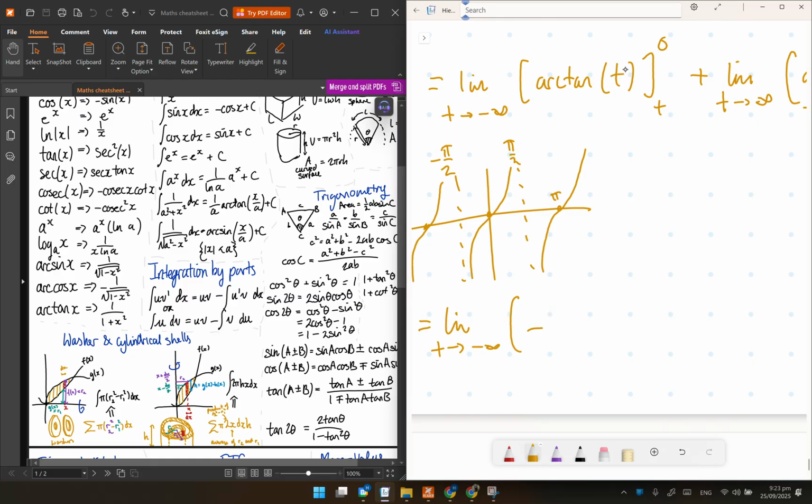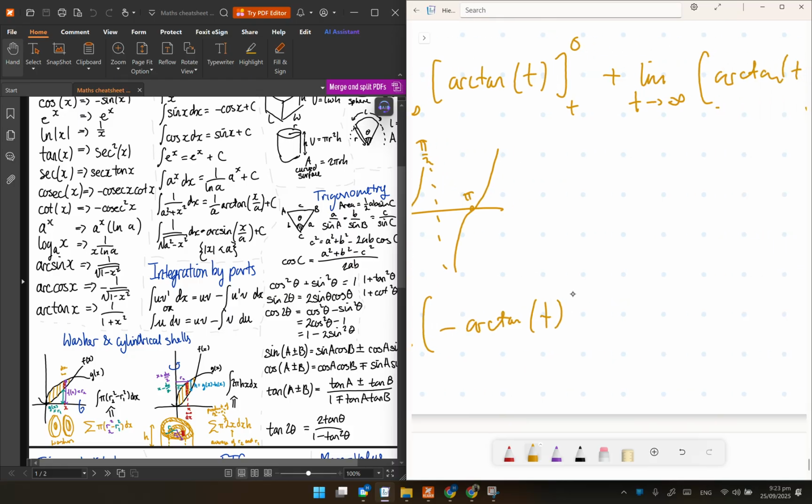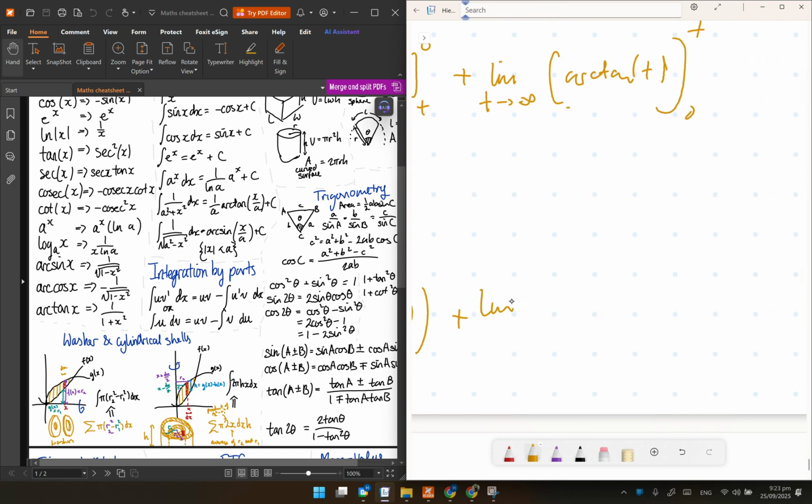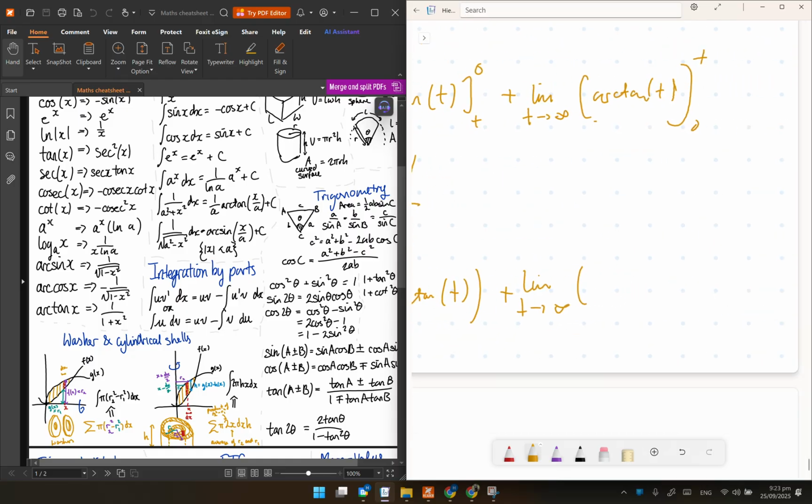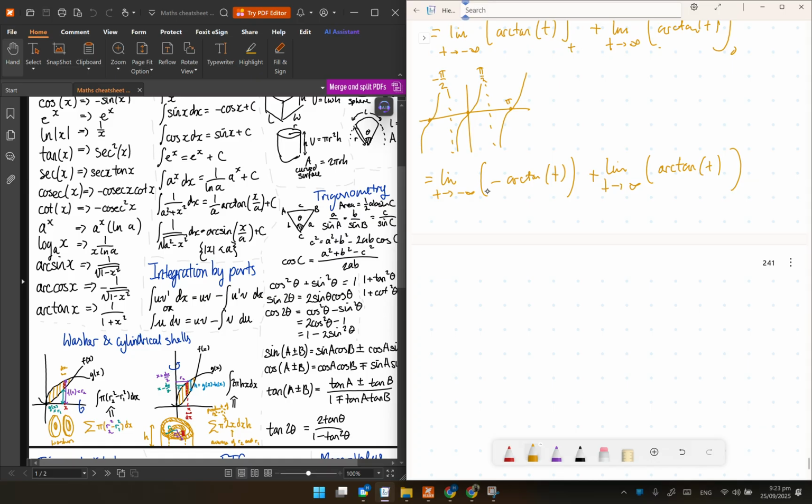Arctan 0 minus arctan of t, and let's just write this out really quick, plus the limit as t goes to positive infinity of arctan of t, so arctan of infinity. Arctan 0 we know is 0, so we don't have to subtract anything. So now we have these two things. Now we just need to think minus arctan. So the limit as t goes to minus infinity, we put minus infinity here: arctan of minus infinity plus arctan of infinity.